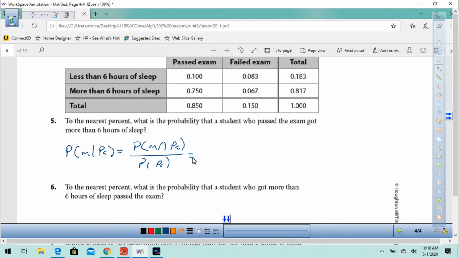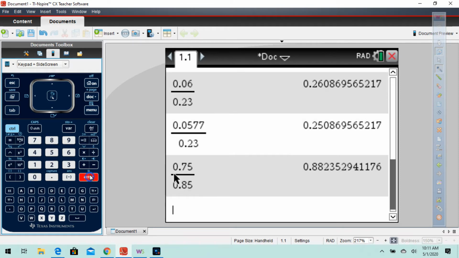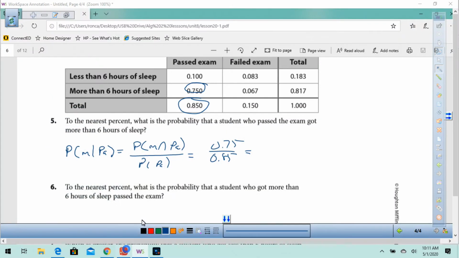Okay, so what do we got here? More and passed, that's going to be right here, 0.75, over the probability that they passed the exam. That's going to be right there, 0.85. So 0.75 divided by 0.85, and that's 0.88. Let's go back here.